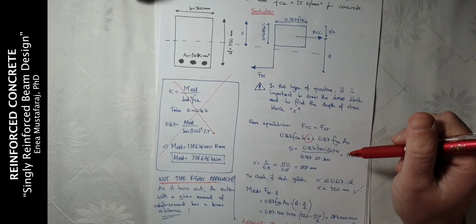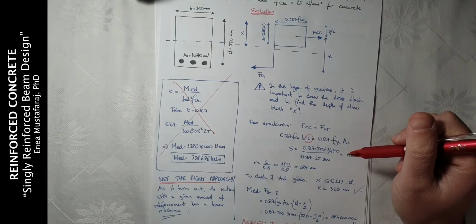In order to calculate moment of resistance, basically what we do is we use the formula: force of steel in tension times lever arm. If we do multiplications, be careful here to calculate Z from the figure that we have drawn. Z is the effective depth, which is 520, minus S divided by 2. So S we found as 150, so if we do all the calculations, the ultimate moment of resistance will be 284 kilonewton meter.